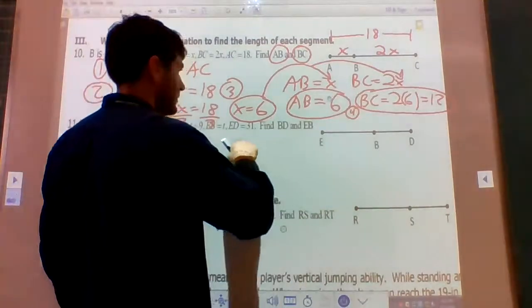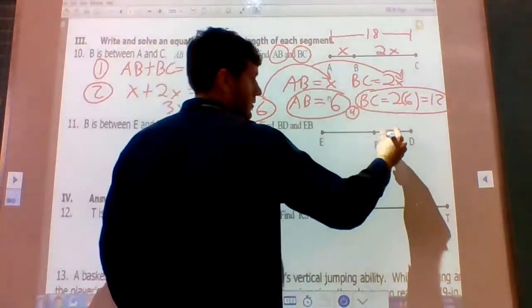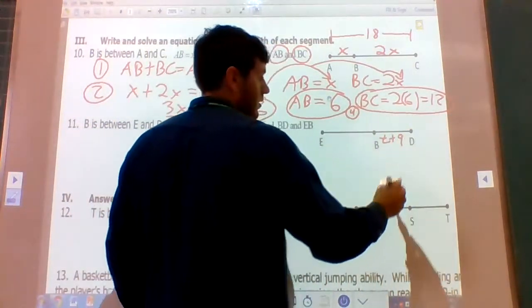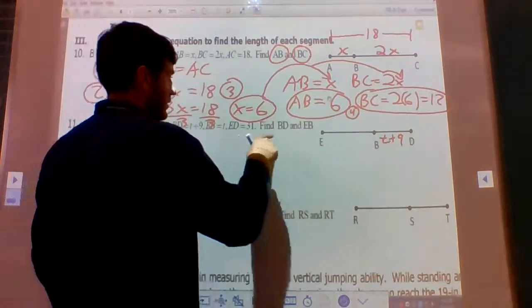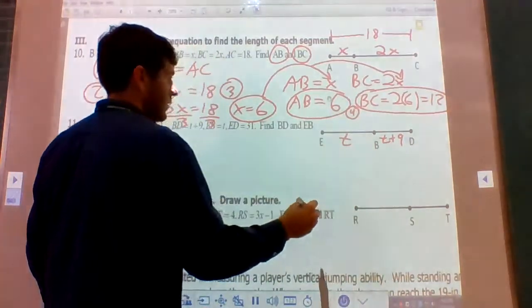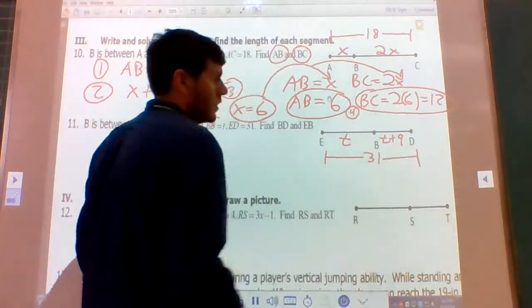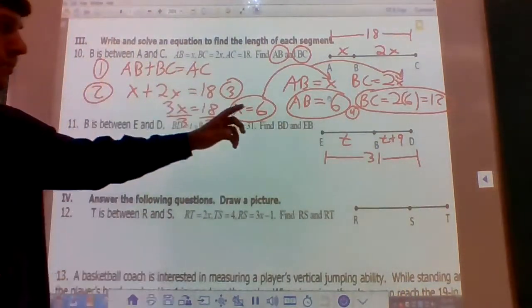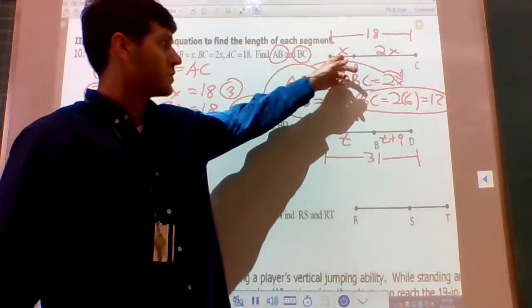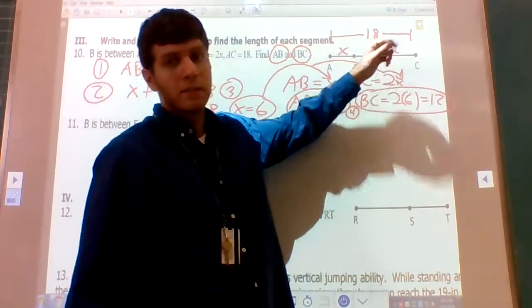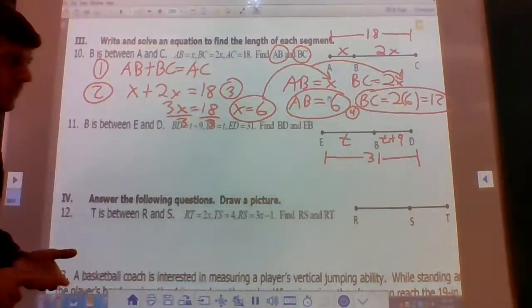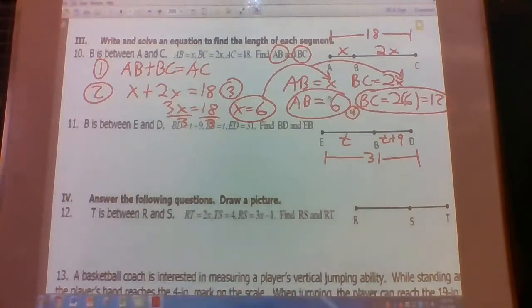BD is T plus 9. EB is T. And then this whole thing is 31. ED is 31. Just to go back to number 10, though, how do we make sure we have the right answer? We know 6 plus 12 is 18, so we know they add up. Okay. So we can always check our answer on these on the end.